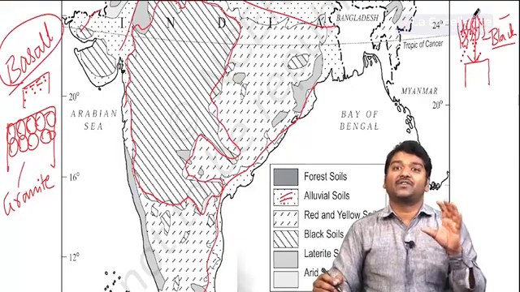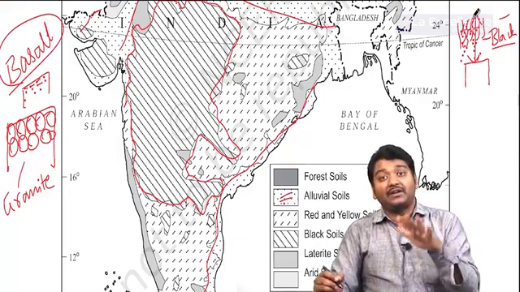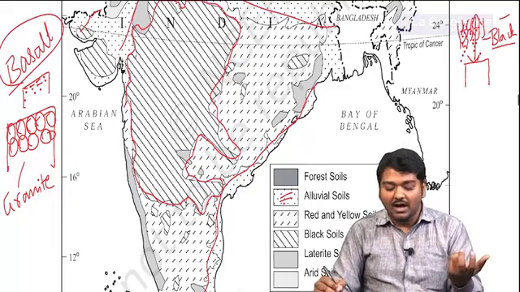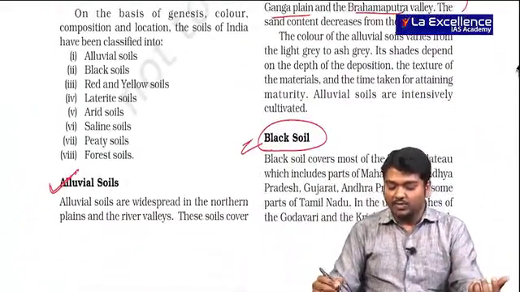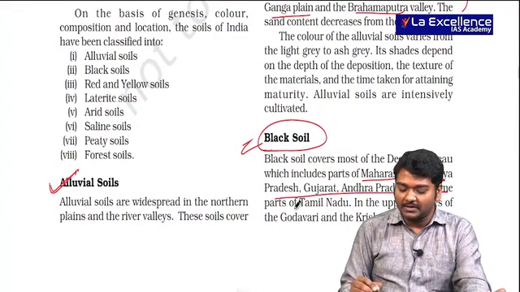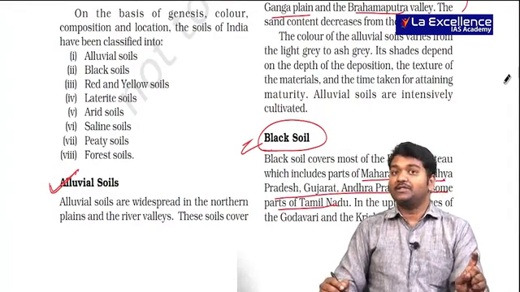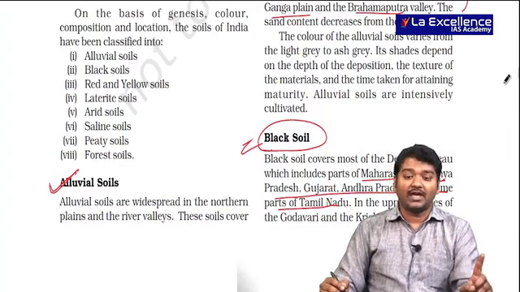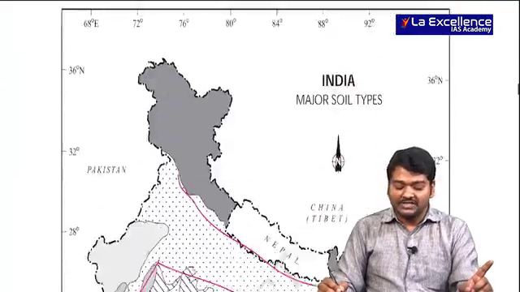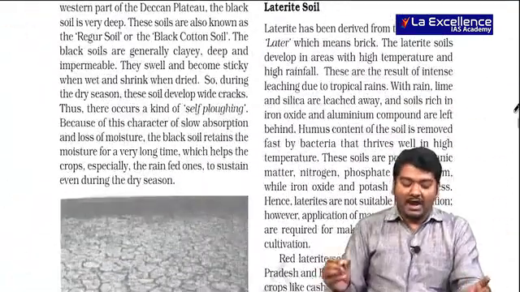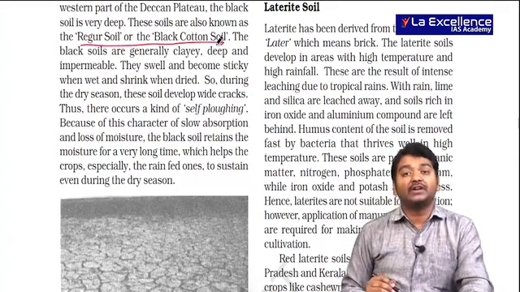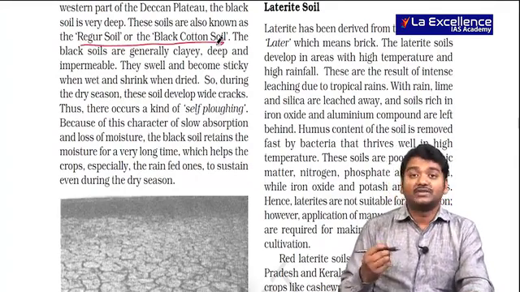The advantage of this is that even in dry conditions, they can grow crops in this particular region, right? This is the most important thing that we need to see. You can see it in Maharashtra, Madhya Pradesh, Gujarat, Andhra Pradesh and some parts of Tamil Nadu. In Tamil Nadu, remember, it is not there because of basalt, but because of extreme climatic conditions. And then you should also know that it is good for cotton. It is also called regur soil, good for cotton.